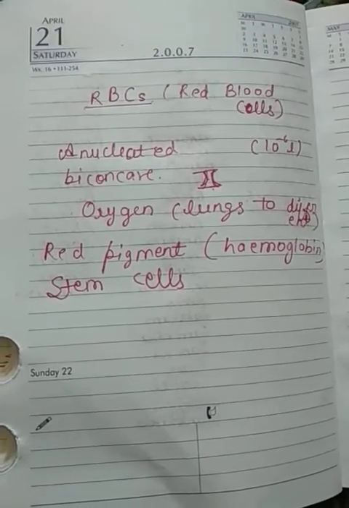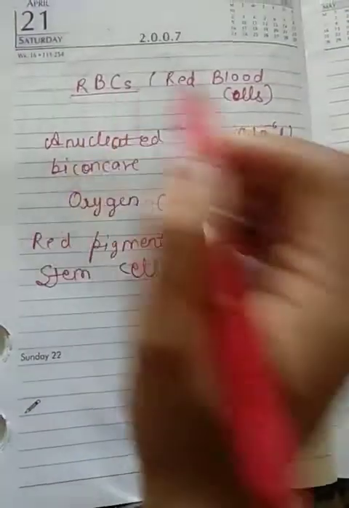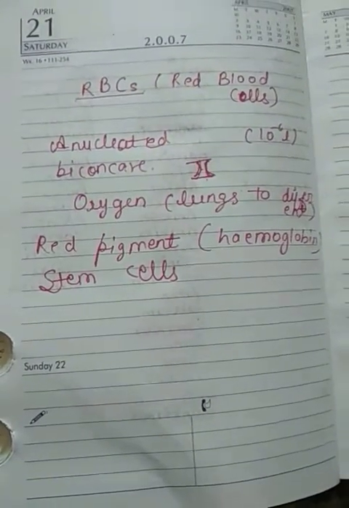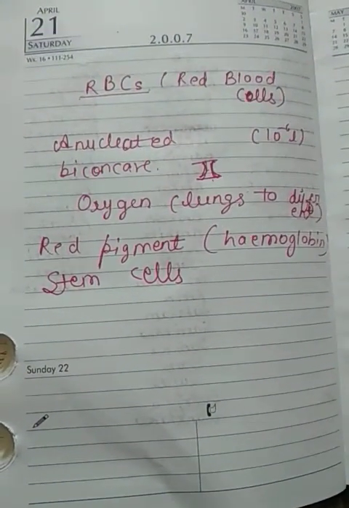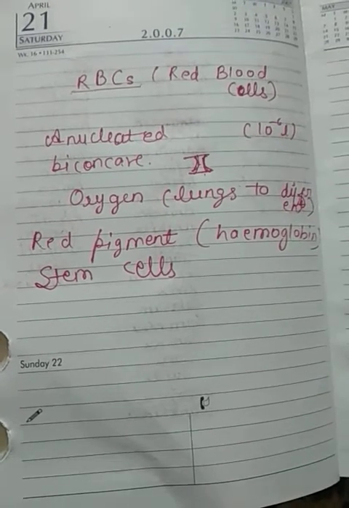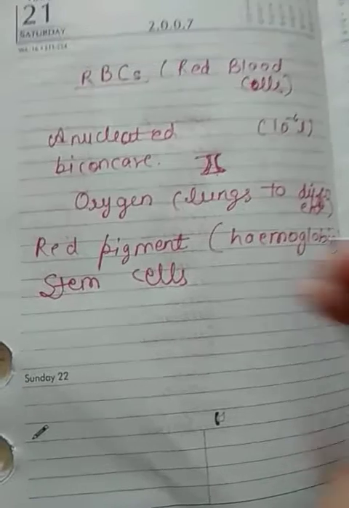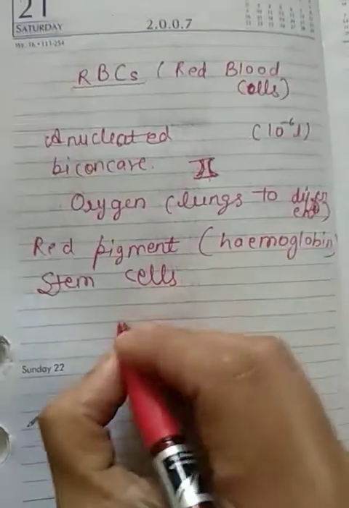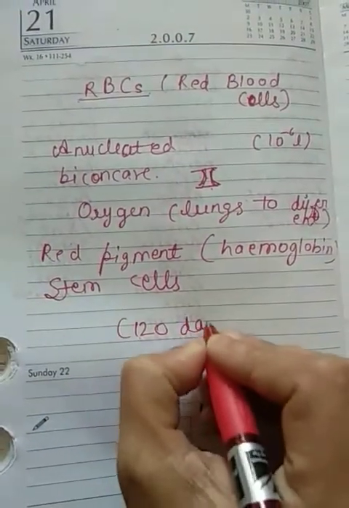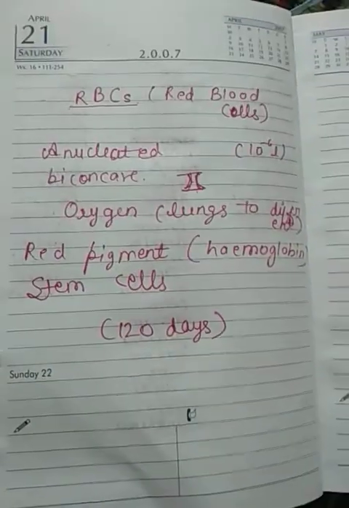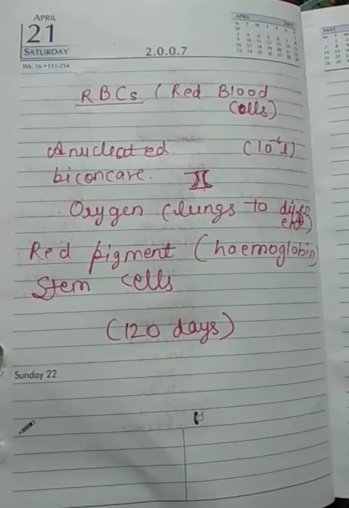Average lifespan of RBC: they do not live forever. They die in the spleen, which is also called the RBC graveyard. So their lifespan is about 120 days. So this is about RBCs.